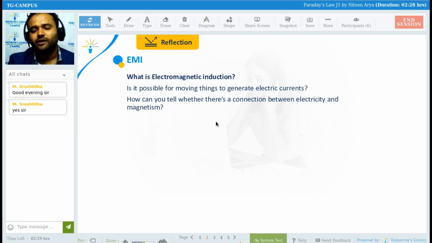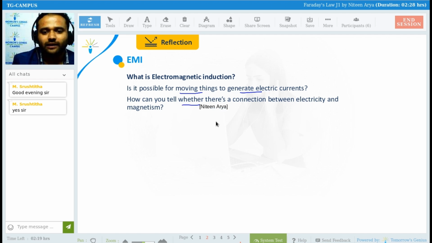So what is that? It is the reverse process of the generation of electric current with a moving magnetic field. So is it possible for moving things to generate electric currents? Let's look at that. How can you tell whether there is a connection between electricity and magnetism? That is going to be discussed. EMI is the process we're going to discuss.